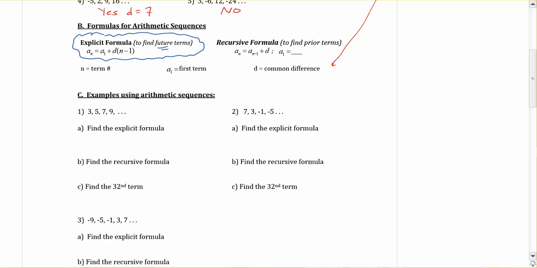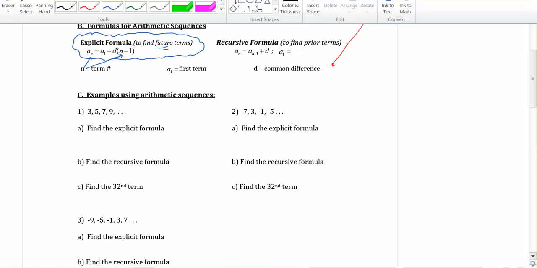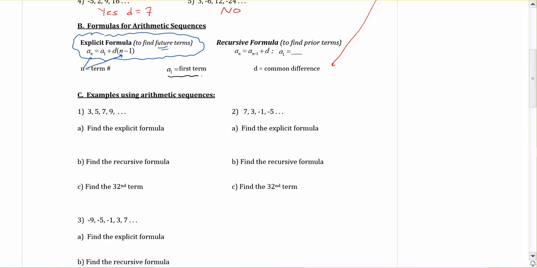It says a sub n equals a sub 1 plus d times parentheses n minus 1. n is the term number, like, is it the 5th term? If it was a5, we would put n in here and here. a1 is our first term, and that's always going to go right here. It's first term plus d, the last thing in the equation, which is the common difference, whatever I'm adding or subtracting to get my pattern. So a sub n equals a1 plus d times n minus 1.